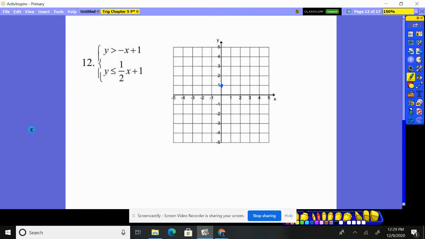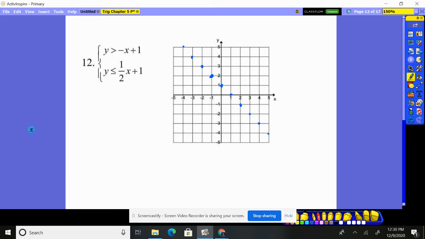It crosses at positive 1, slope of negative 1. So up 1 to the left, up 1 to the left, up 1 to the left. Or drop and go this way so that it aims up to the left corner. So it's a negative slope. Now, it says greater than. We're going to shade above it.